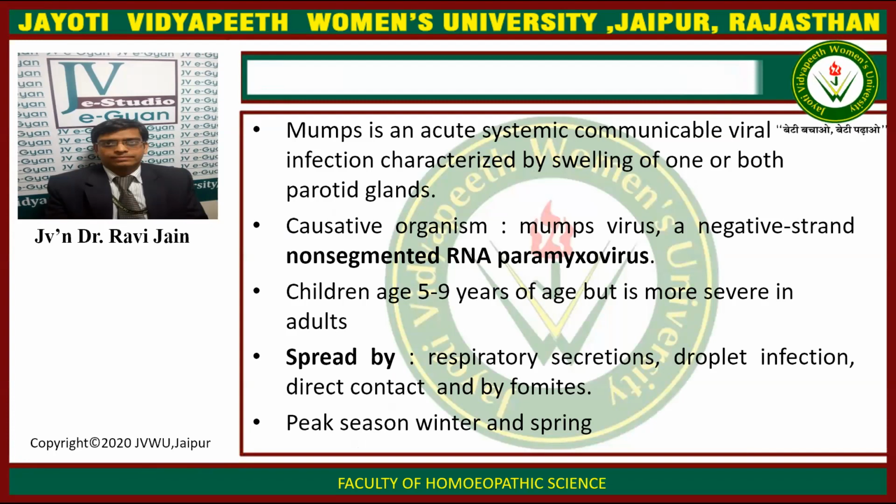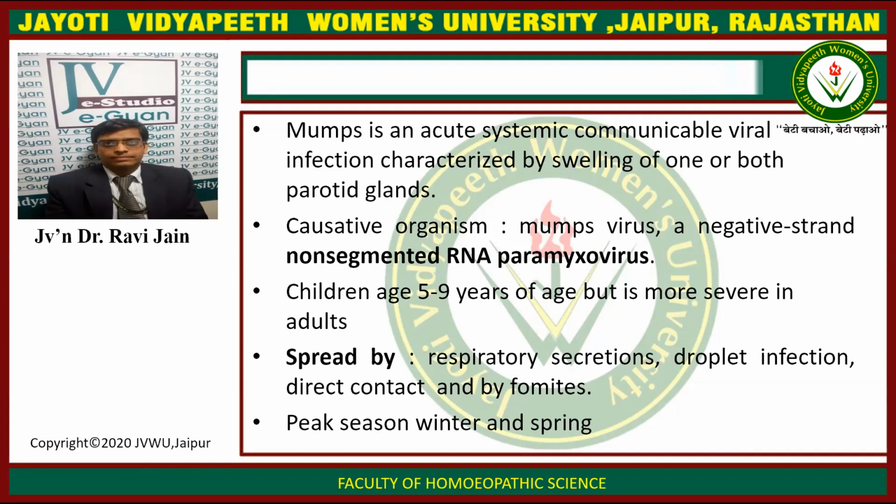What is the causative organism? Mumps is caused by the mumps virus, a negative strand non-segmented RNA paramyxovirus. It commonly affects children, especially of 5 to 9 years of age, but if it is affecting adults, then it is more severe. It is basically an RNA paramyxovirus.